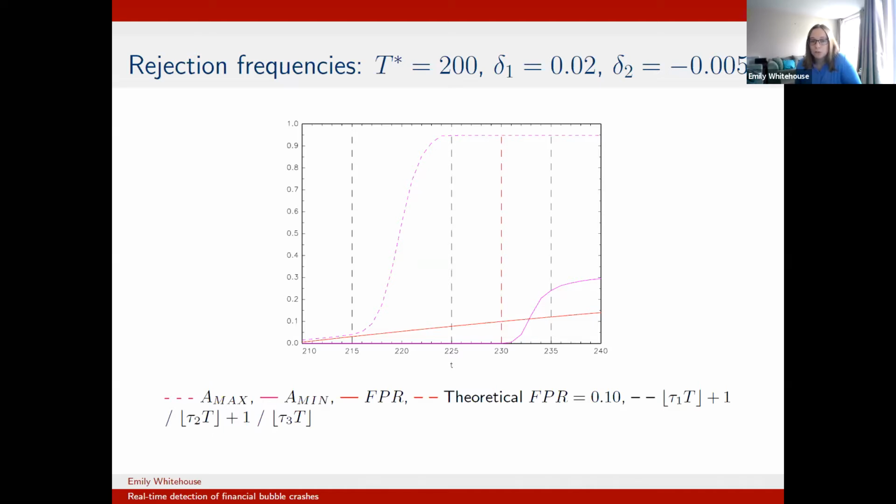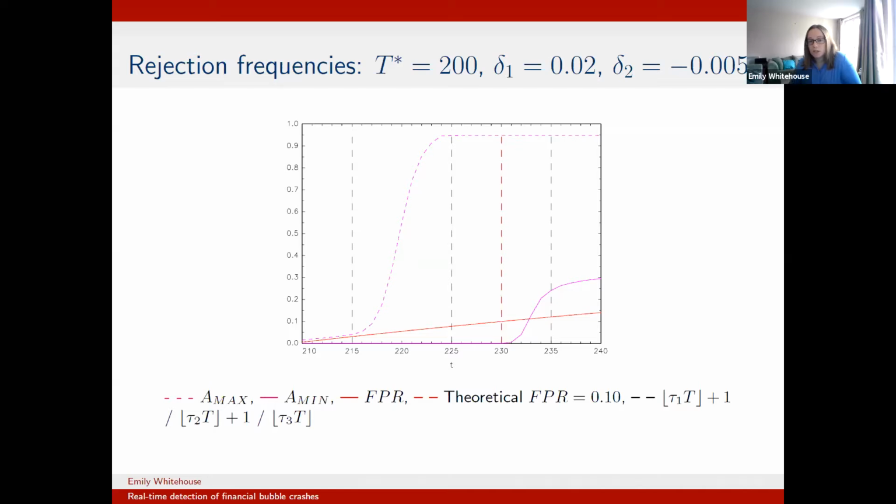And at first, I'm just plotting the rejection frequencies for our A statistic, and this dashed magenta line, that's the bubble detection procedure. And you can see there the rejection frequency is tracking the theoretical false positive rate until the start of the bubble at T equals 215, at which point it begins to rise, and by the end of the bubble, that rejection frequency is around 95%. So that's working pretty well.